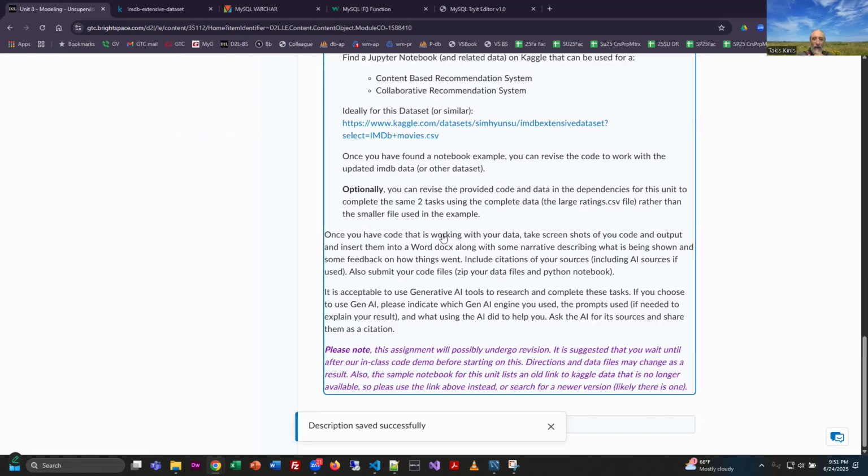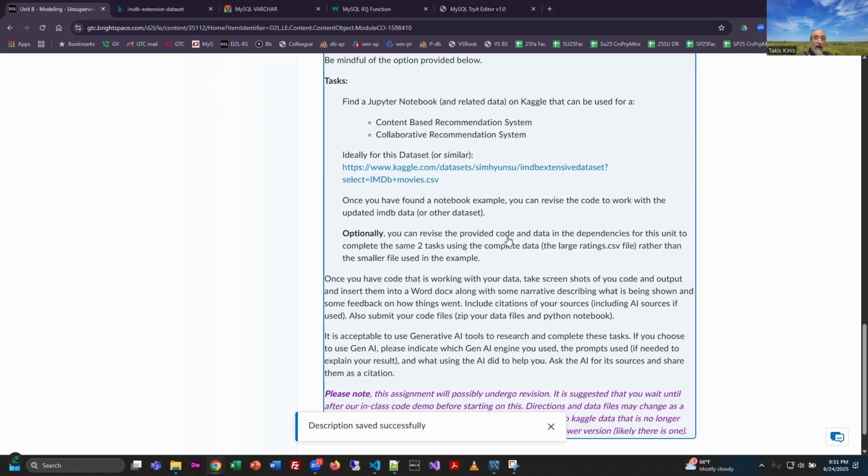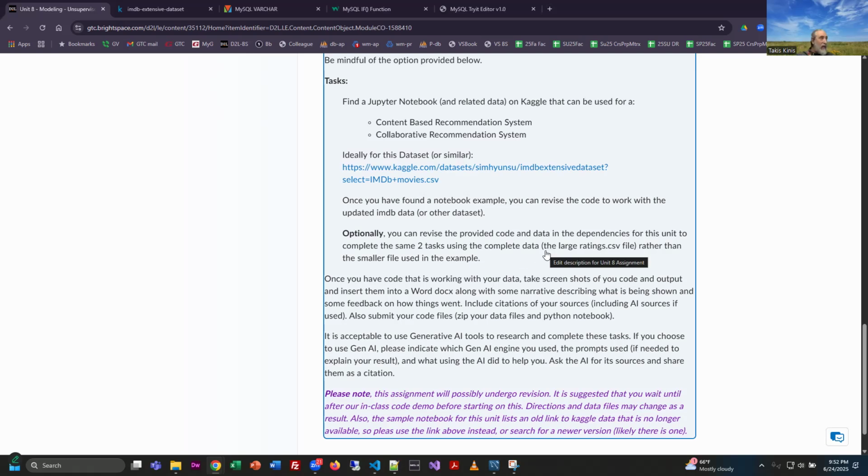All right. So optionally, you can revise the provided code and data in the dependencies for this unit to complete the same two tasks using the complete data, the large rating CSV file, right? Rather than the smaller one. So at a minimum, that's what I want you to do. And if you do that, you'll get all your points. Same procedures as everything else. You can work with AI if that's what helps you. I would recommend you stick really closely to that starter notebook.